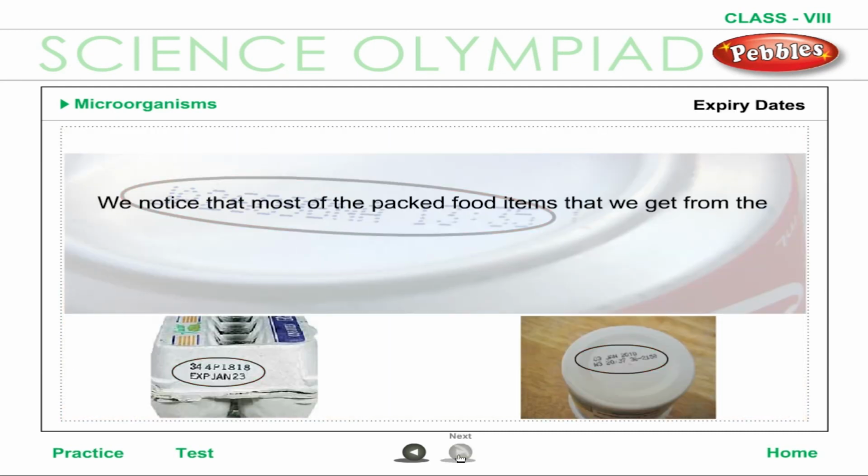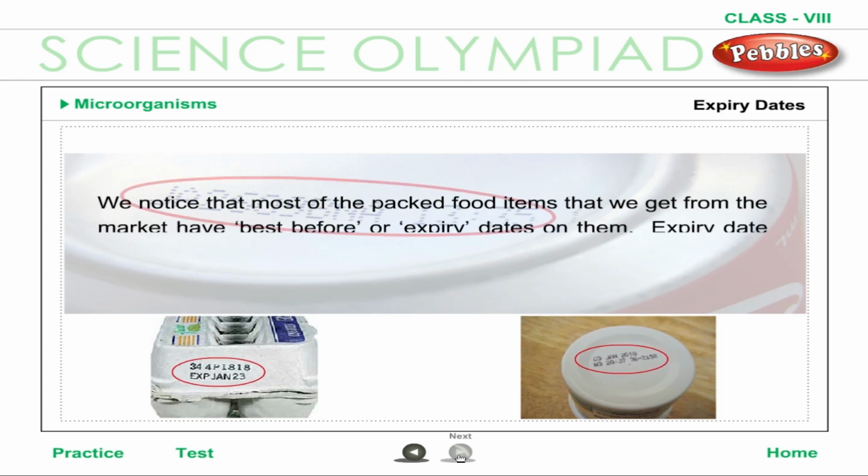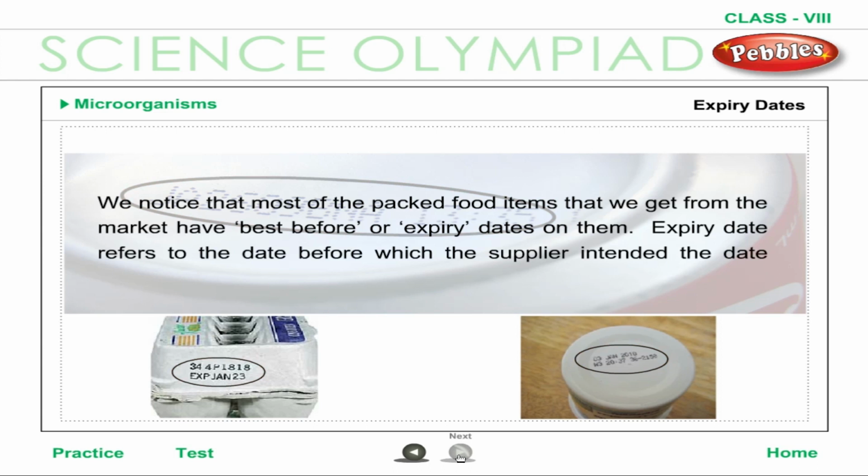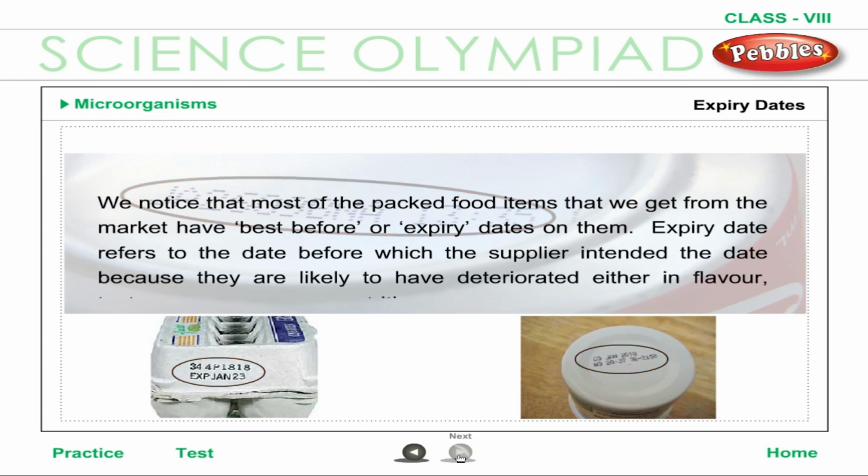Expiry dates. We notice that most of the packaged food items that we get from the market have best before or expiry dates on them. Expiry date refers to the date before which the supplier intended the food to be consumed, because after that they are likely to have deteriorated either in flavor, texture, appearance or nutrition.